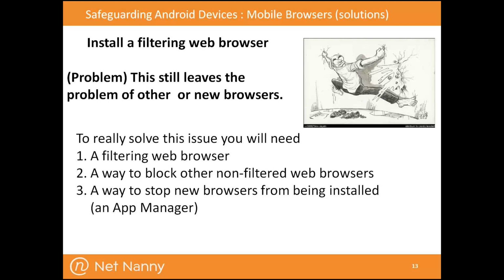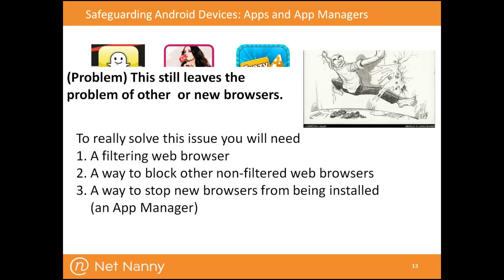So to really solve this issue, you really need to do three things. And I'll cover these as I speak about apps as well. But the first one is you need a filtering web browser. But the other part of that is you need a way to block other non-filtered browsers. And then you also need a way to stop browsers from being installed. So obviously if I go through and I say, okay, I'm going to block Google Chrome and the default browser, and here's our new content filtering web browser, I'm going to obviously need some way to stop kids or a family from going in and just installing a new browser. And that's what we consider an app manager, and I'll talk about that in just a minute.